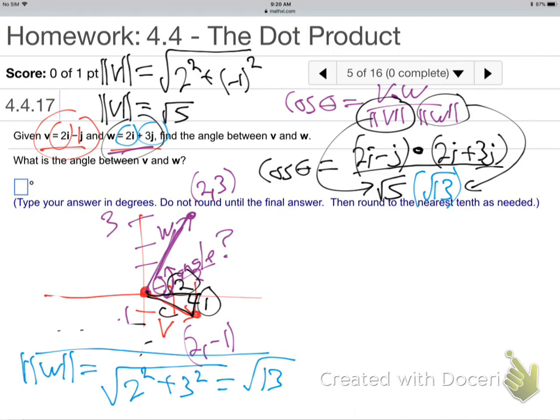So good so far? The cosine of the angle in between the two vectors is the dot product over the two magnitudes multiplied, the lengths multiplied. So now we got to finish by doing the dot product. You know dot product: the i times the i and the j times the j, and add them together. So 2 times 2 is 4. Add negative 1 times 3, over square root of 5 times square root of 13.